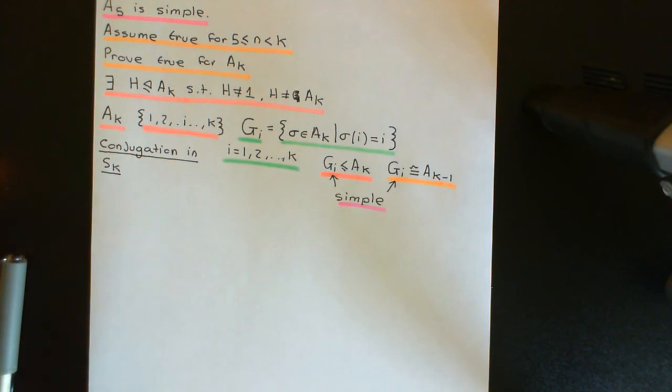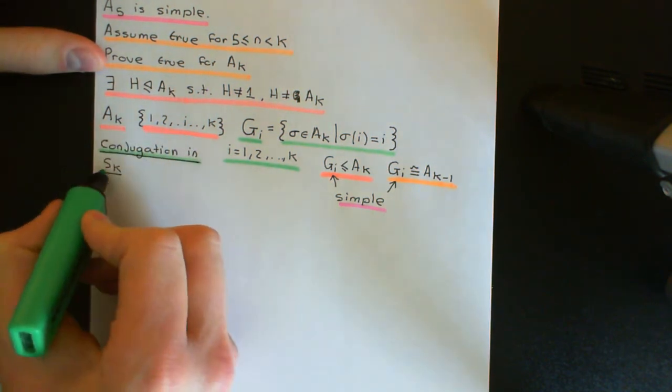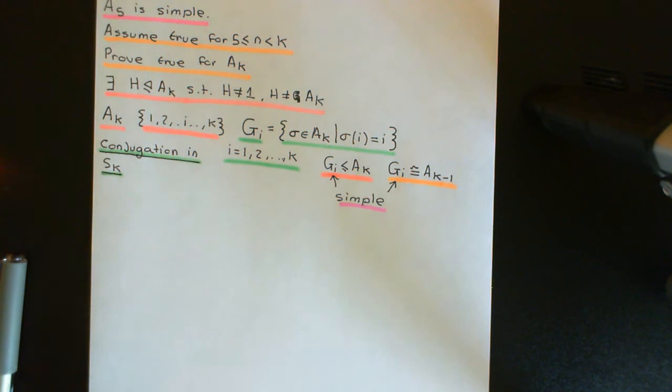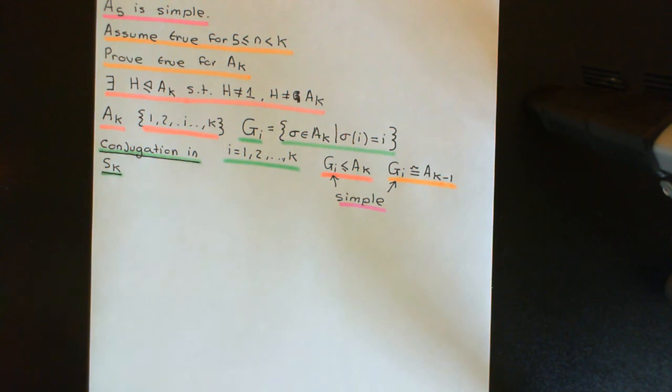Okay, so there's a very nice interpretation of what conjugation of one element in the symmetric group on the set of k elements by another element actually means. And since the alternating group on the set of k elements is just a subgroup of the symmetric group on the set of k elements, you can still understand conjugation in the alternating group by this approach.